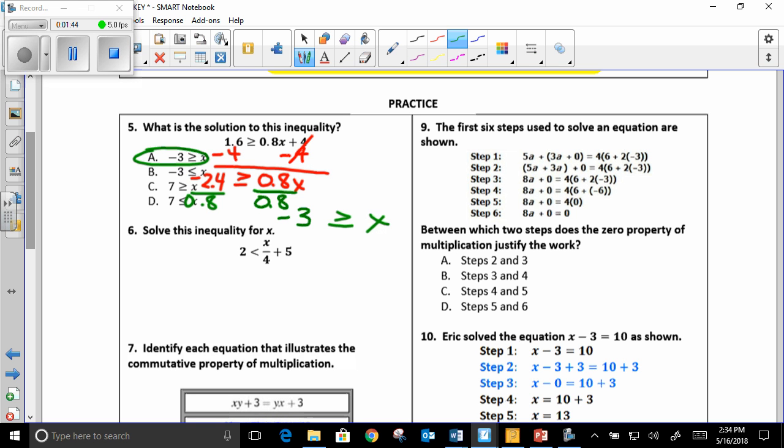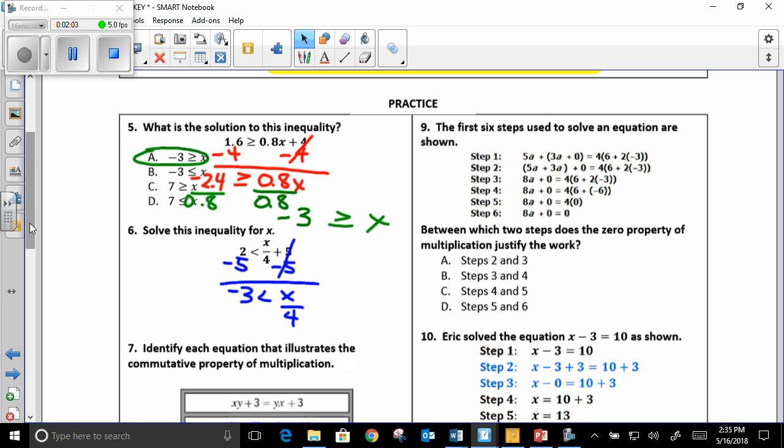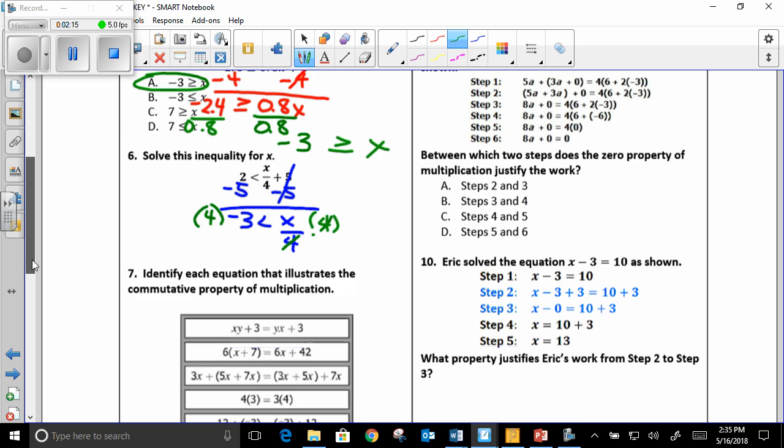Number 6, solve this inequality. So for this one here, I want to subtract 5 from both sides. And when I do that, the 5's cancel out. You get a negative 3 is less than x over 4. X over 4, think of that as a division problem. So the opposite is to multiply by the reciprocal, which is 4 over 1, or just 4. So you'll multiply by 4 on both sides. That cancels out the 4. And you end up with negative 12, which is less than x.